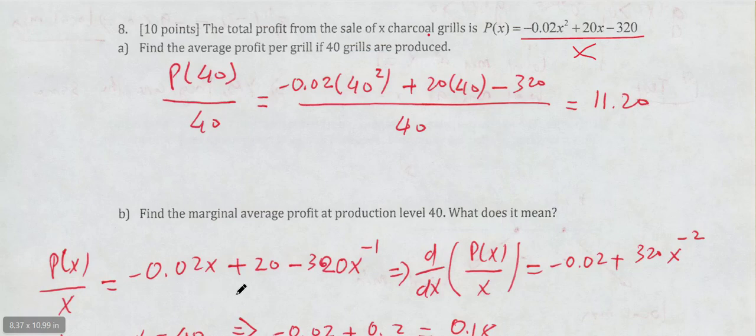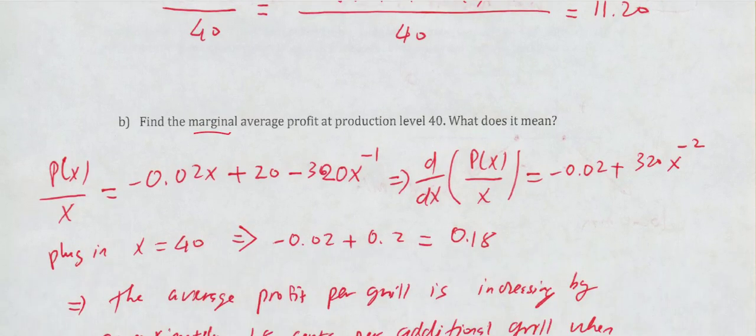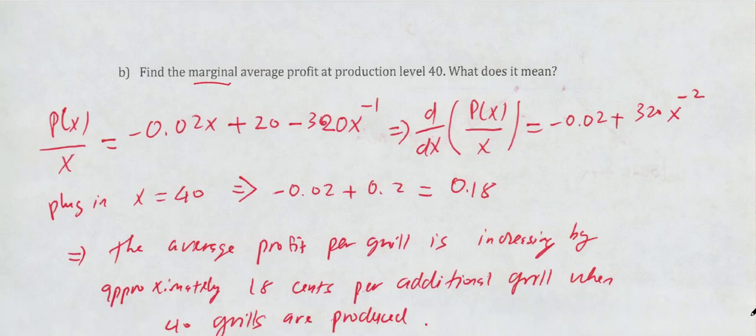And from here, in order to find the marginal average profit, this is only the average profit. So to find the marginal, I take the derivative of this whole thing here, using the power rule again. Minus 0.02x becomes minus 0.02. 20 is a constant, becomes 0. Bring down minus 1, it becomes plus, and subtract 1 from the exponent, it becomes minus 2, and 320. So that is the marginal average profit, and they want it at the level of 40.